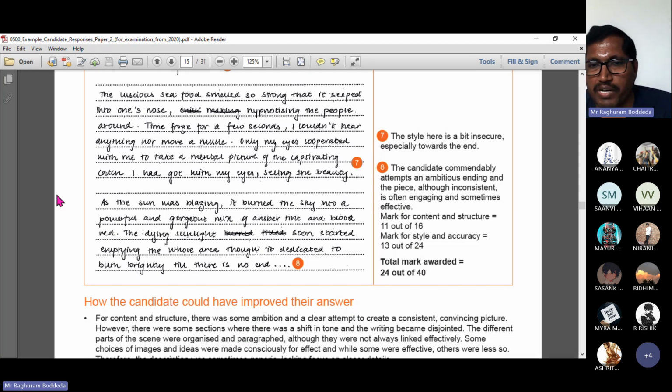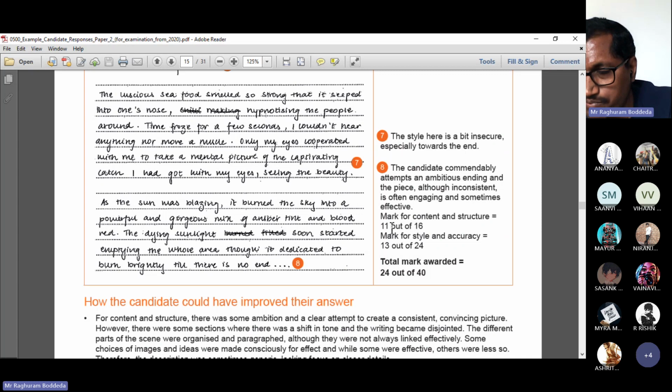Now, coming to this particular paragraph, the examiner's comment written here: candidate commendably attempts an ambitious ending. The piece, although inconsistent, as we talked about, is often engaging and sometimes effective. Sometimes it's not great. So these are the command terms you can look at: sometimes effective, often engaging, although inconsistent. Look at these three very carefully for content and structure.